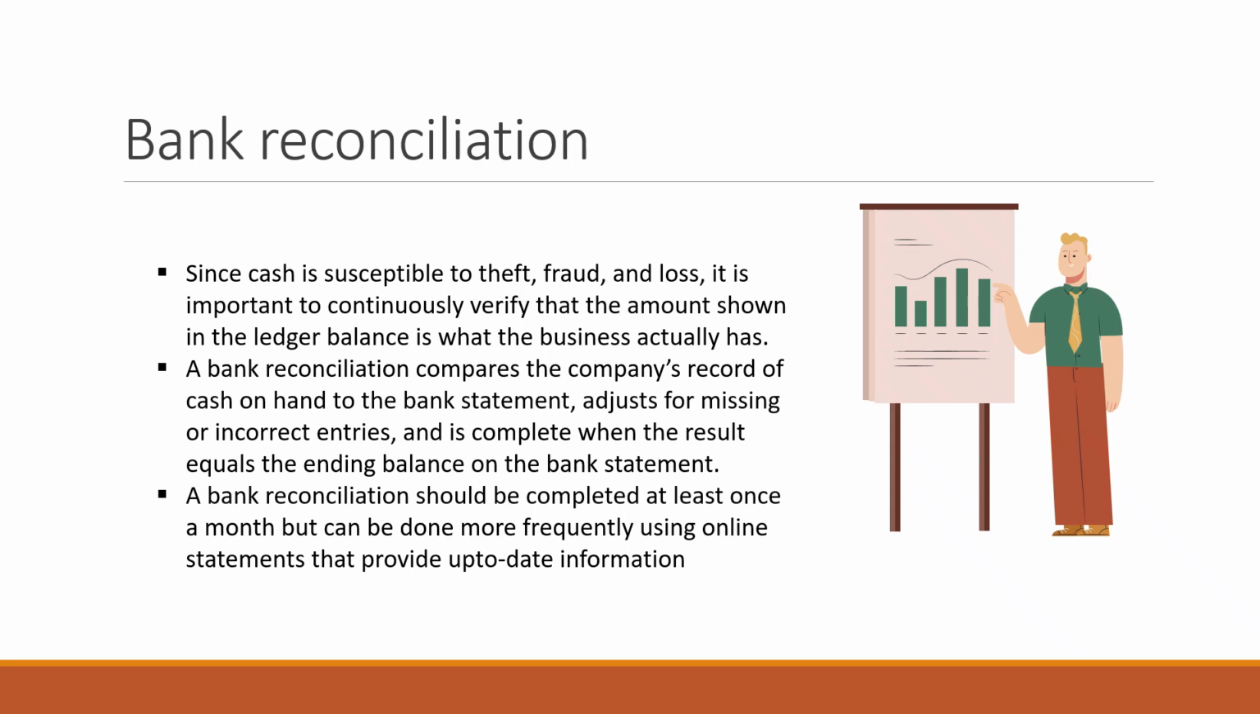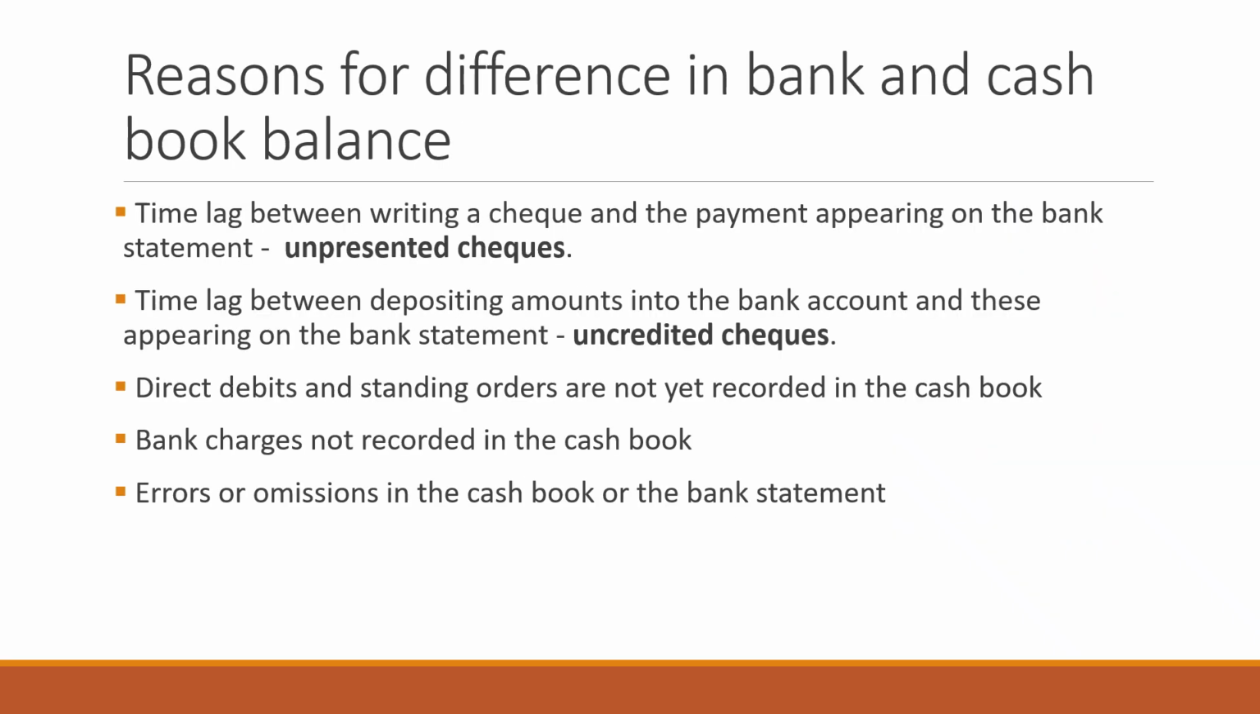So a bank reconciliation tries to compare the company record, which is the cash book, and the bank statement. So we make a comparison between the cash book, that is the bank column, with the record from the bank. And this bank reconciliation should at least be completed frequently, even on a monthly basis.